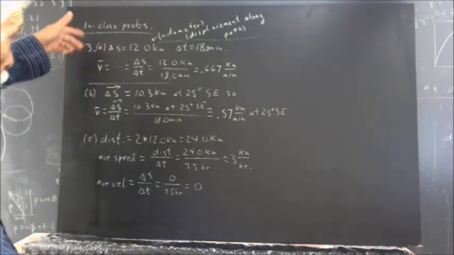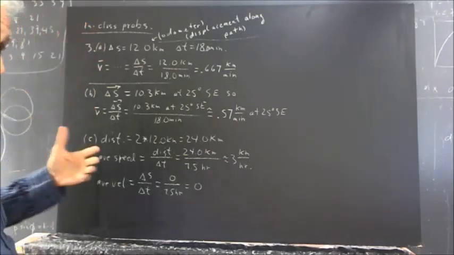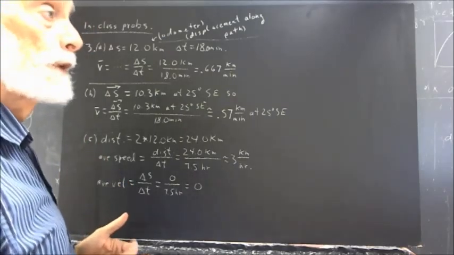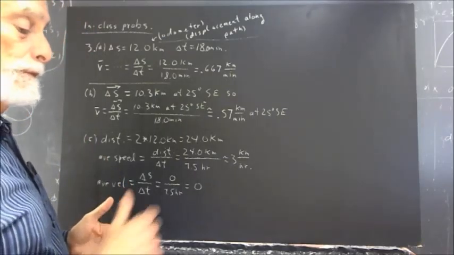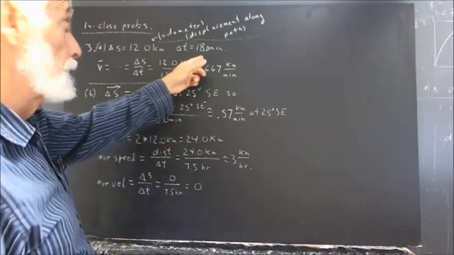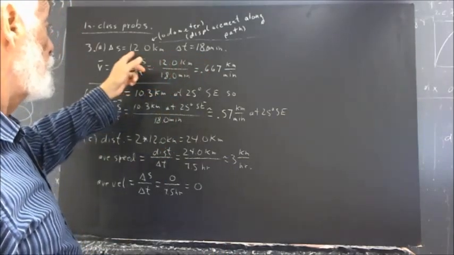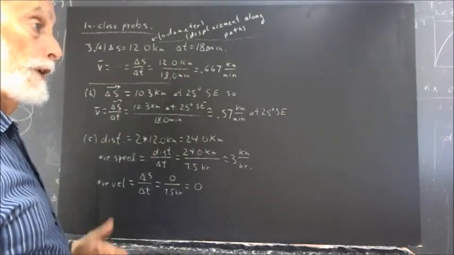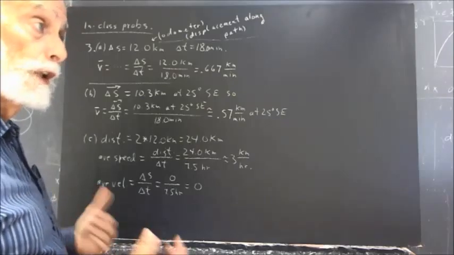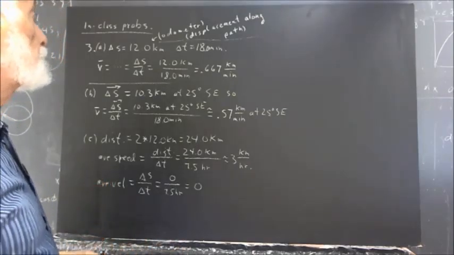Okay, we have a problem that involves somebody who leaves home and arrives someplace else 18 minutes later. The odometer in their car tells them that they've traveled a total of 12.0 kilometers, and we want to find the average speed.